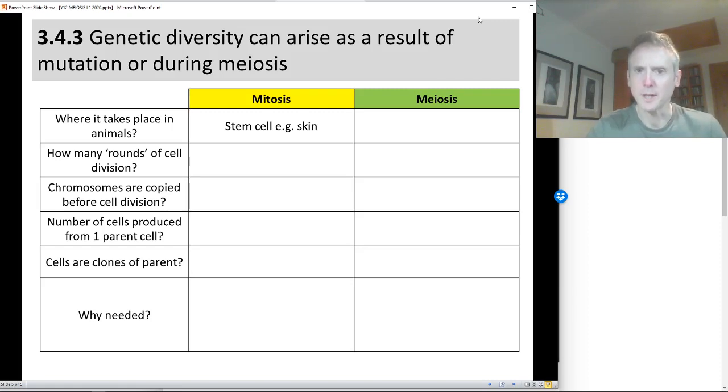Where does meiosis take place? Again, the common error, people say sperm cells. Sperm cells make sperm cells. Well, they don't. They are made in our sex organs. And the correct name, always gets a giggle, are gonads. Yeah, testes and ovaries.